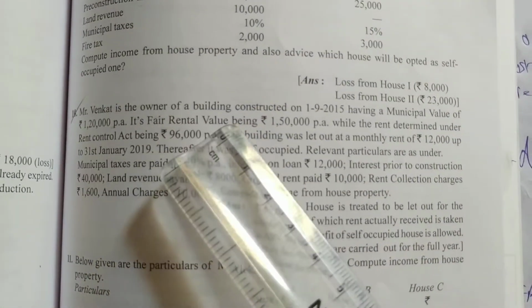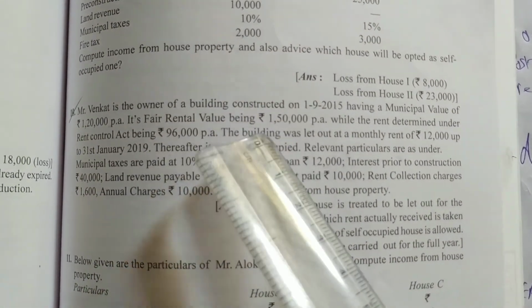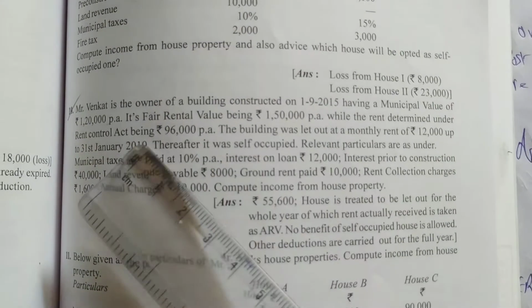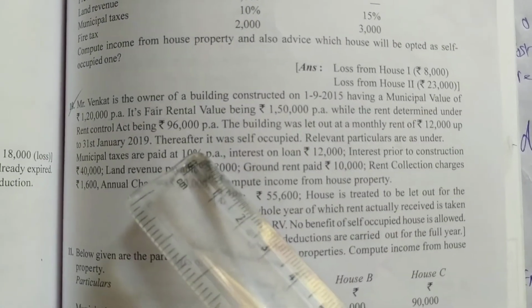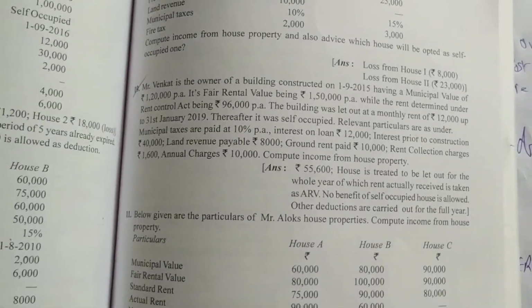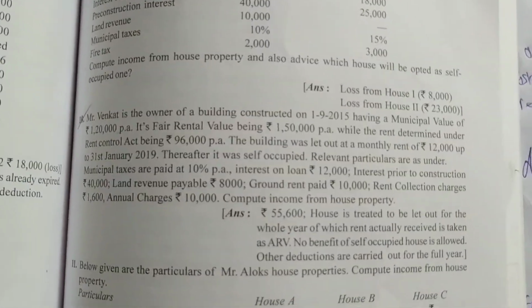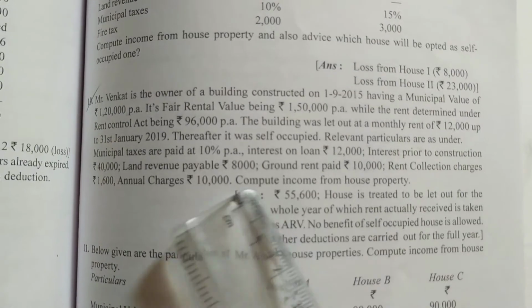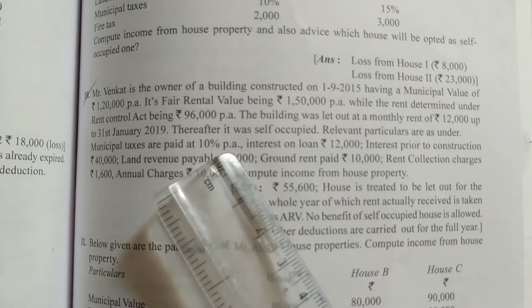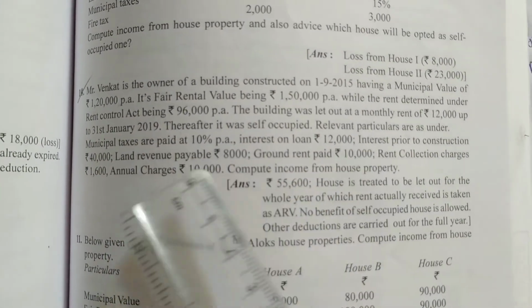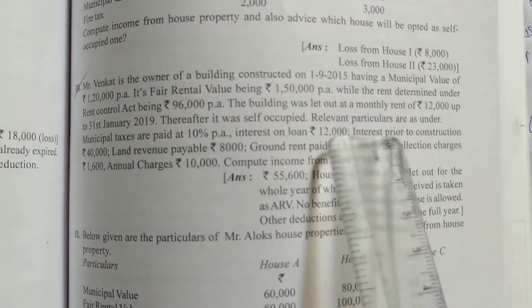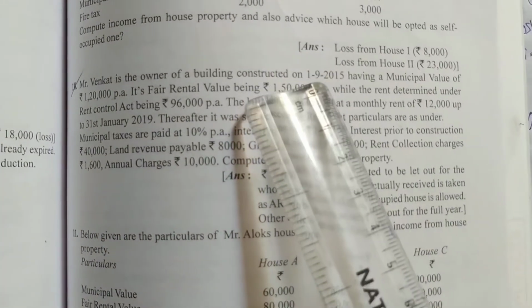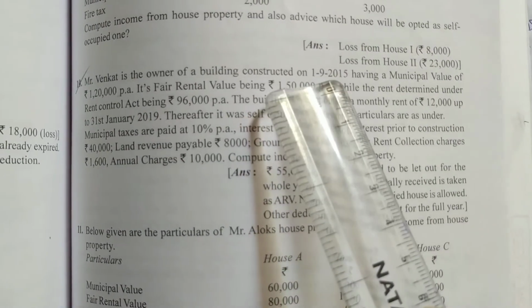Okay, first he is giving the building on rent for 12,000 up to 31st January 2019. After that he is staying in the house property. After January means how much? 2 months, February and March. Relevant particulars are given. Municipal taxes are paid 10% per annum. Interest on loan is given. Interest on pre-construction is given, 40,000. Pre-construction interest is given, so the construction date is also given.